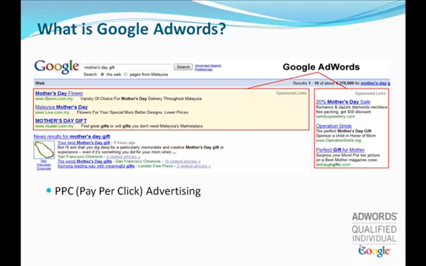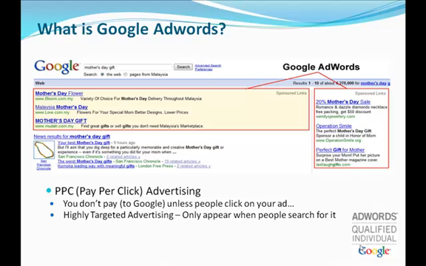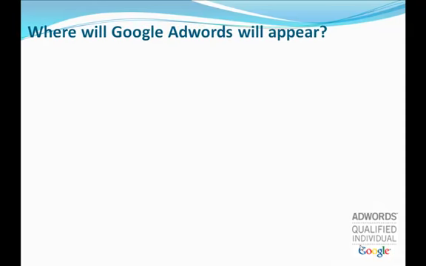It's pay-per-click advertising, meaning you only pay when someone actually clicks through and ends up on your site. You don't pay Google unless people actually click on your ad. And it's highly targeted, meaning that you're only paying for certain keywords, certain search terms that people are putting into Google.